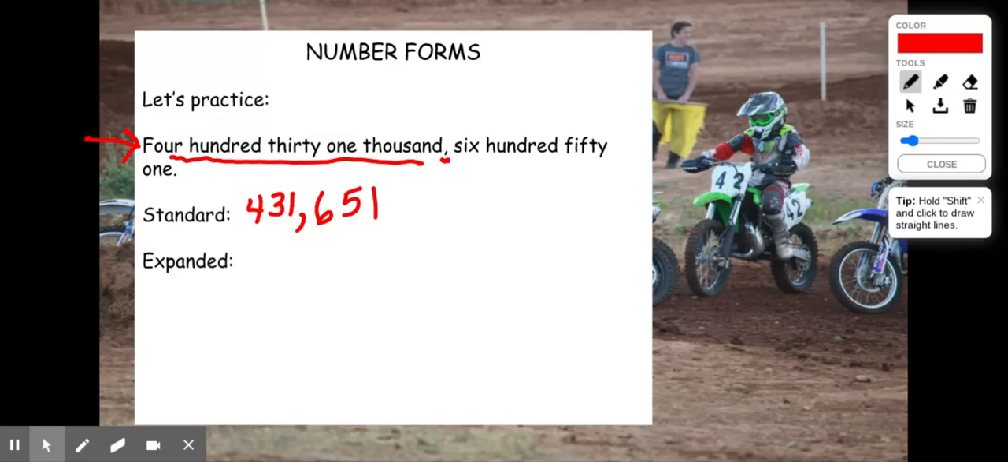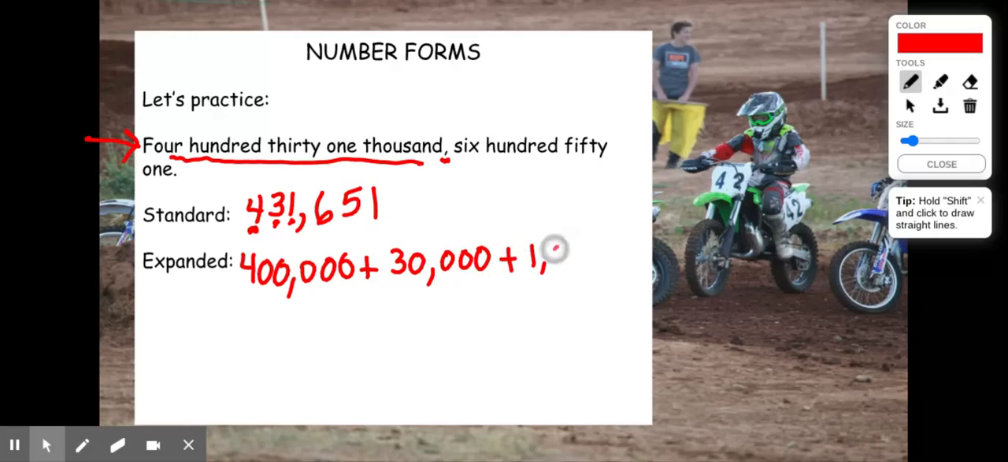Then we're going to move on to expanded form. Again, that's just working with our place value. We'll start in the 100,000s. We're just going to pull each of these out and then add it to the next one. So we're going to start with 400,000, because that's in the 100,000s place. Add it to our 30,000. Add it to our 1,000. And then our hundreds, 50, and 1. So that's showing you all the different place values, and it's a lot longer because it's expanded out.